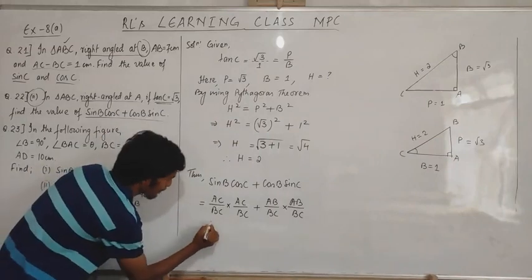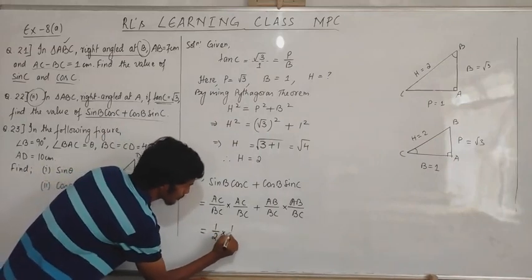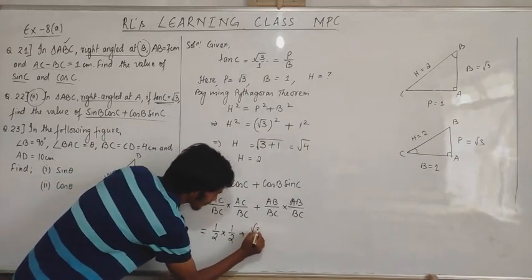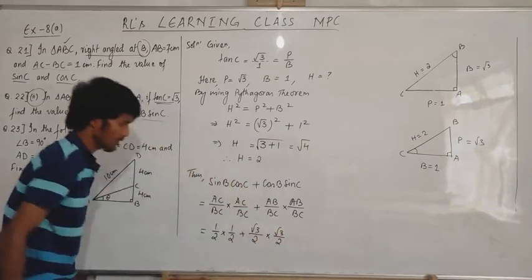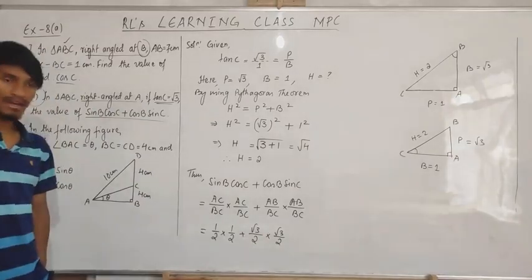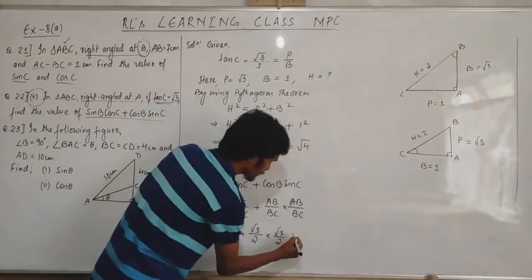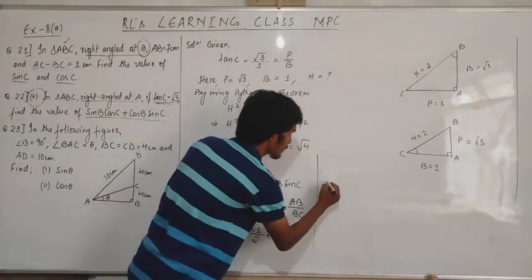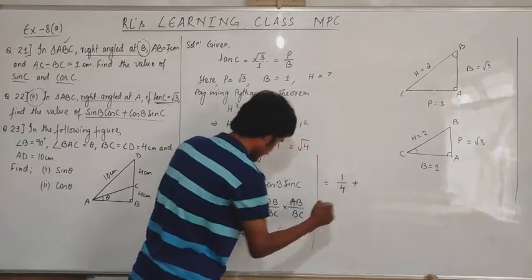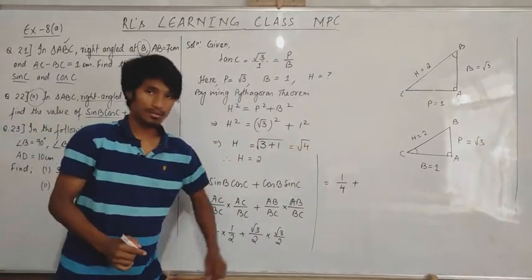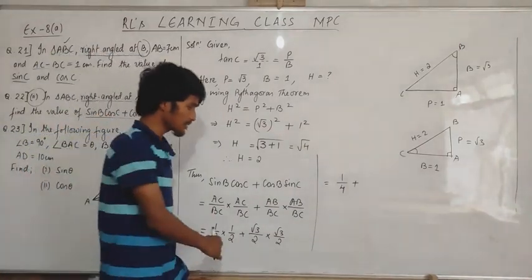Then we got here 1 by 2, then here also 1 by 2, then plus here √3 by 2, then here also √3 by 2. Then we got here 1 by 4, then 3 by 4. Then we got here 1 by 4 plus √3 times √3 will be 3, then 3 by 4.